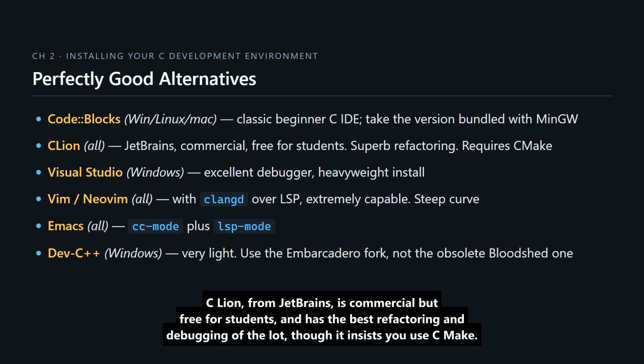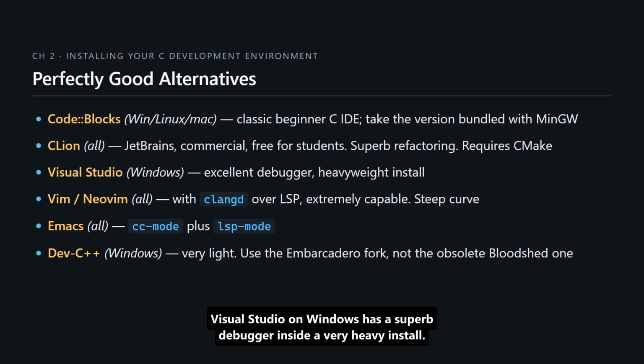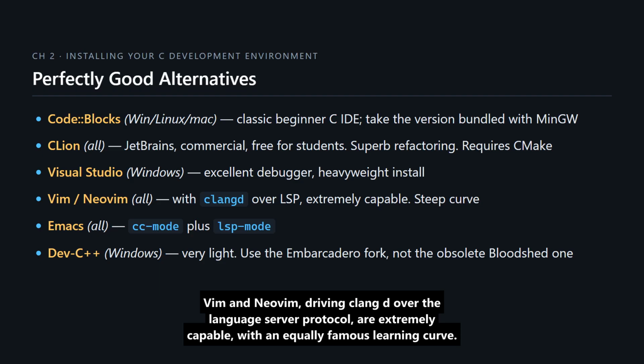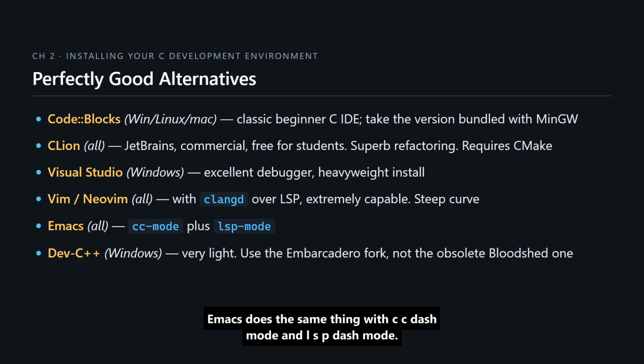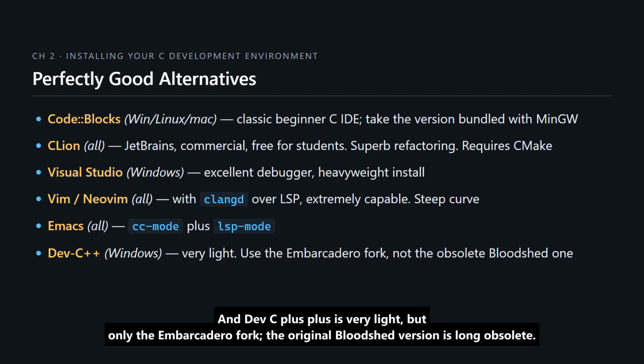CLion from JetBrains is commercial but free for students and has the best refactoring and debugging of the lot, though it insists you use CMake. Visual Studio on Windows has a superb debugger inside a very heavy install. Vim and Neovim, driving clangd over the Language Server Protocol, are extremely capable, with an equally famous learning curve. Emacs does the same thing with CC Mode and LSP Mode. And Dev-C++ is very light, but only the Embarcadero fork, as the original Bloodshed version is long obsolete.